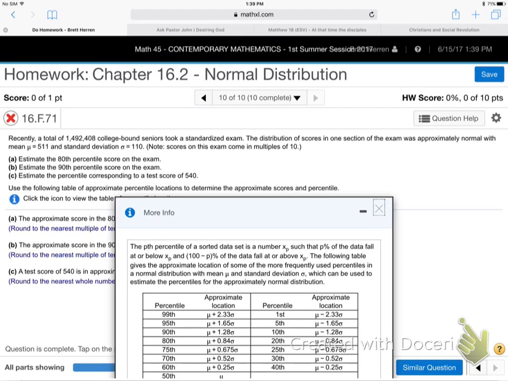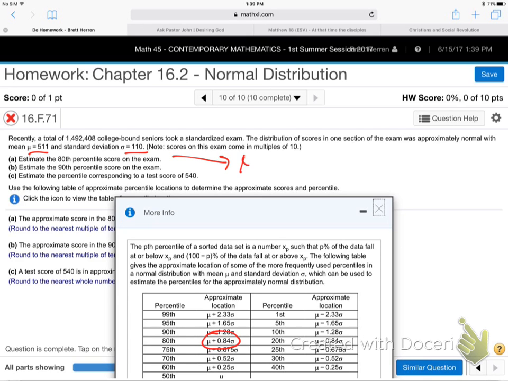1,492,408 college-bound seniors took a standardized exam, like the SAT or something. Distribution of scores, one section, possibly normal. They are. The results of these kinds of tests are always normal. So there's the middle, there's the standard deviation. Estimate the 80th percentile. That's easy. Just grab the 80th formula right there.